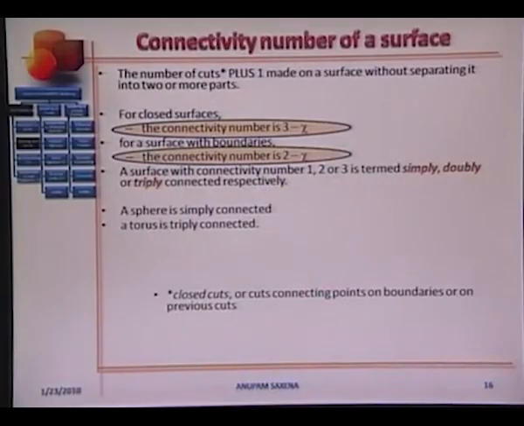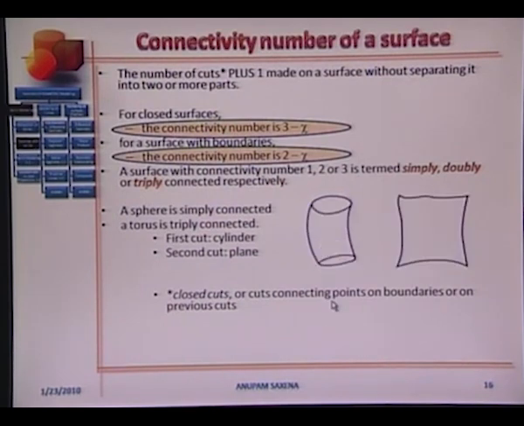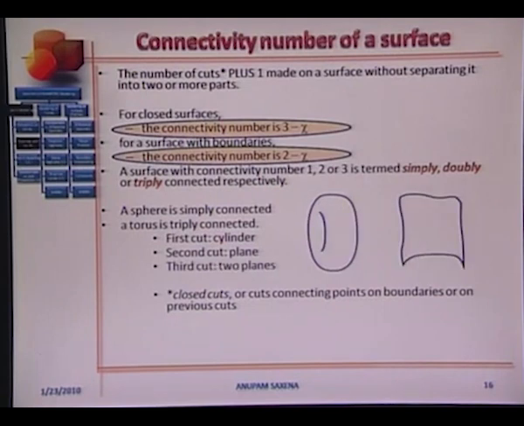A torus is triply connected. Let's see how. The first cut would give us a cylinder. This is the first closed cut that gives us an open cylinder. The second cut gives us a plane. And the third cut would separate this plane into two parts.